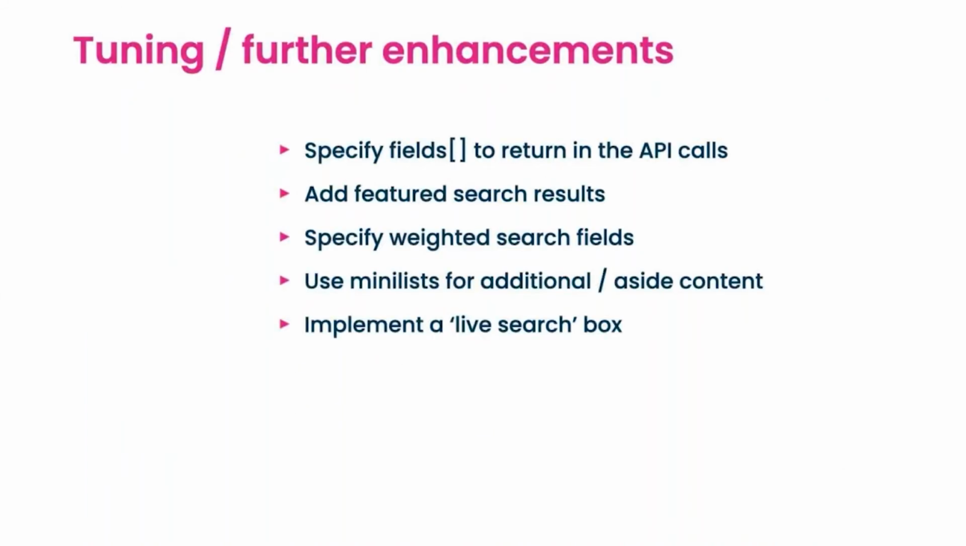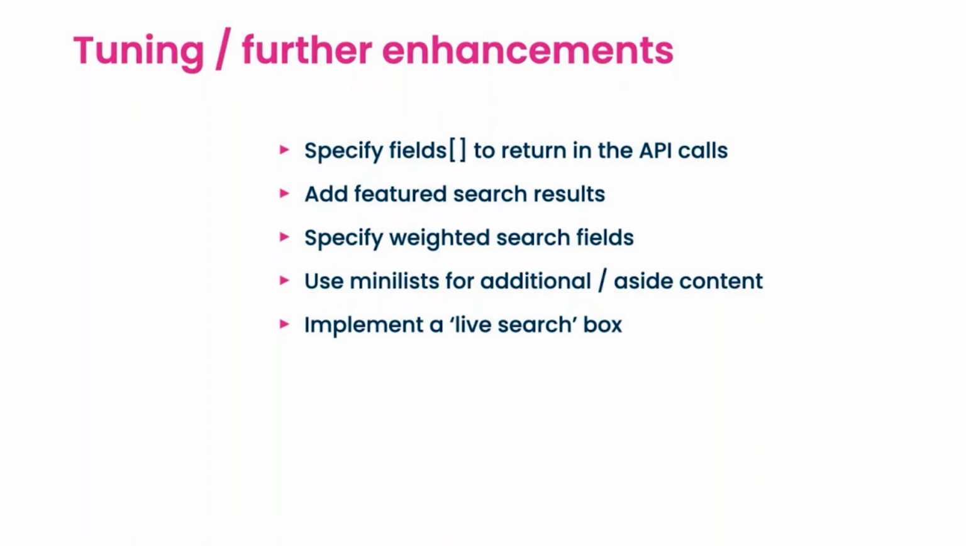So what can we do with this further after this? Well, we can do some tuning. We can specify fields in our configuration, and what that will do is reduce the amount of data coming back from the API in the responses. So the theory is it makes things quicker and it's less data to download to display your search results. We can add featured search results quite easily, which gives us a new array in our props called featured results. And that's generally for side content or something that we want to highlight, like featured products or featured content.